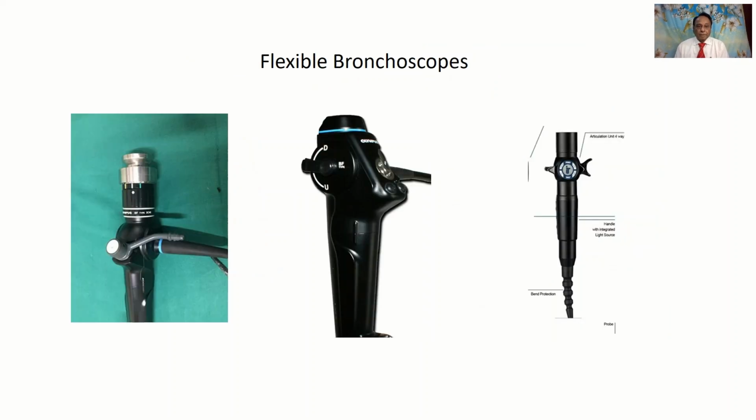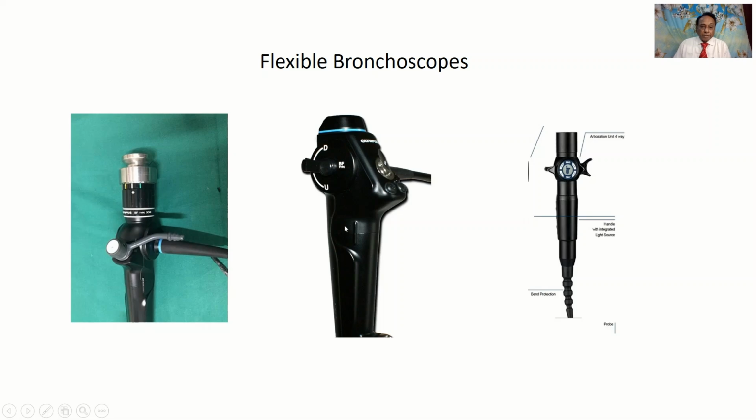There are three types of flexible bronchoscope. The first one is the fiber optic bronchoscope. Here we have to do the bronchoscopy by looking through the eyepiece. Fiber optic bronchoscopy is a type of flexible bronchoscope.